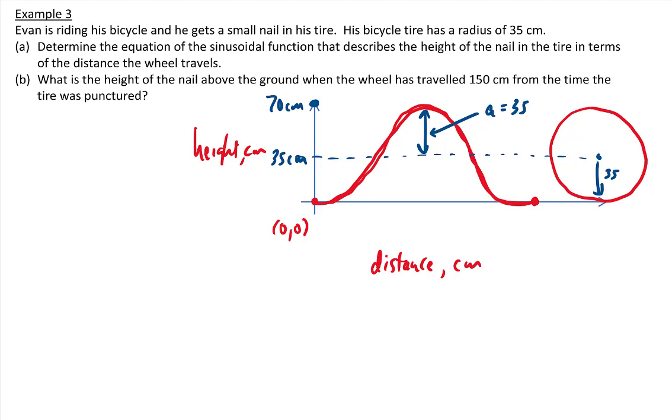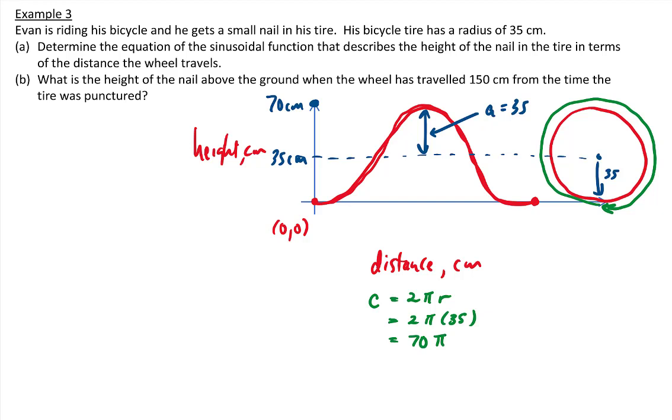The next and the hardest one to figure out is the period. Remember, this is the distance the nail travels. So the nail is going to travel around the tire. And to get the distance it travels, we're talking about circumference. So circumference is equal to 2 pi r. And in our example, that's 2 pi times 35, which tells us that the total distance it'll travel in one full rotation is 70 pi centimeters. So that would be this point right here. And that'll help us determine the period of this function.